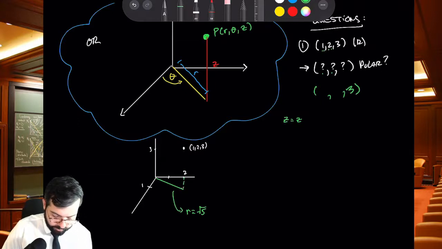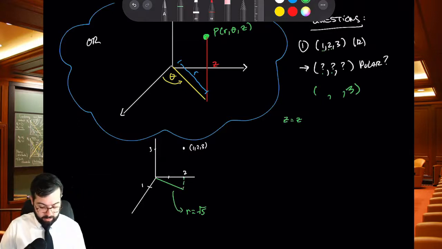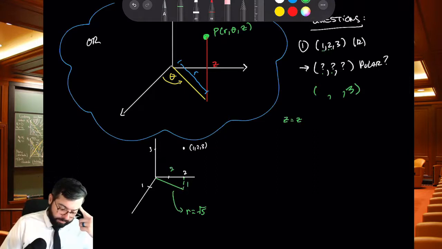Right, because it's really just a 1 plus 2 over here. What was I going to say? Oh, then theta. Right, what is this angle here?